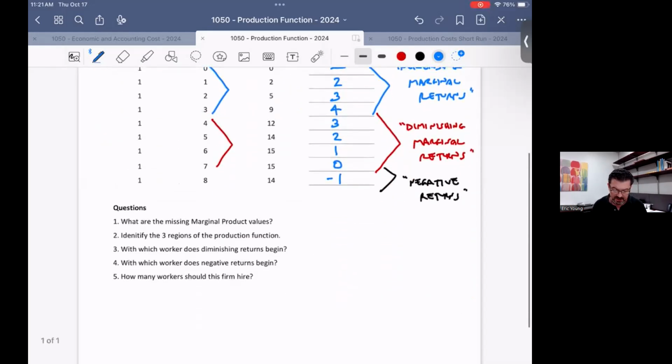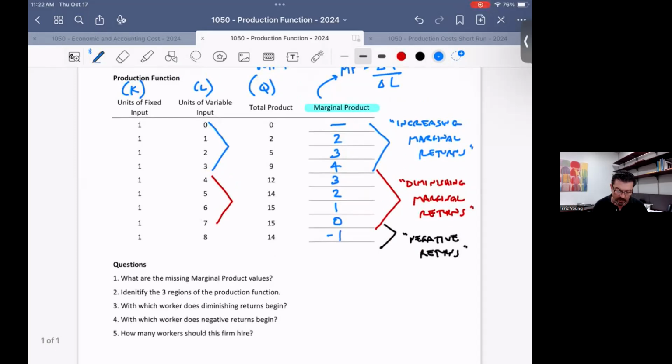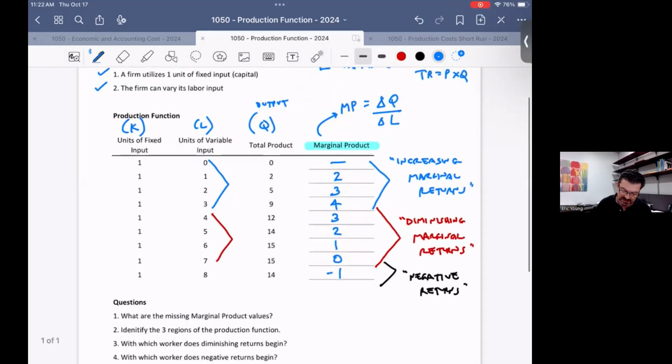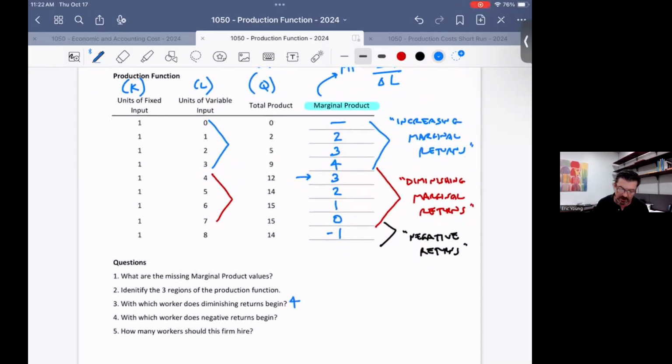Real quick, a couple of questions here. We said, what are the missing marginal product values? Well, we already got those. Identify the 3 regions of the production function. We got those. With which worker does diminishing returns begin? Well, we see that diminishing returns kick in right there. So that's going to be with the 4th worker. With which worker does negative returns begin? We see negative begins when it goes negative. That's going to be the 8th worker.